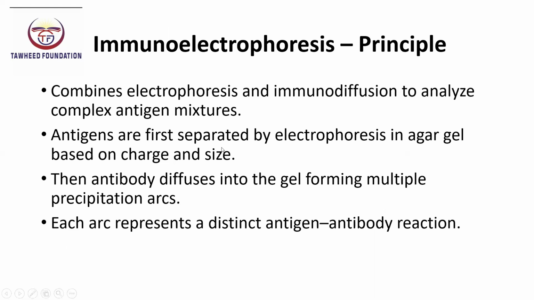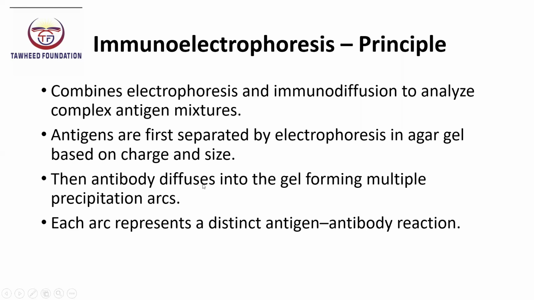First, the serum or antigen mix is placed in an agar gel and subjected to electrophoresis under the influence of an electric current. So, different antigen molecules migrate through the gel at different rates based on their molecular size or electrical charge. Once the separation is complete, a trough is cut parallel to the electrophoretic line, and antiserum containing the corresponding antibodies is added.